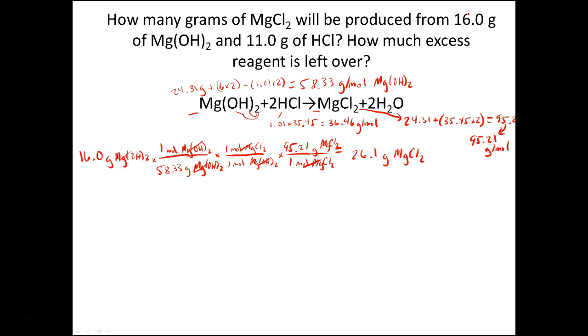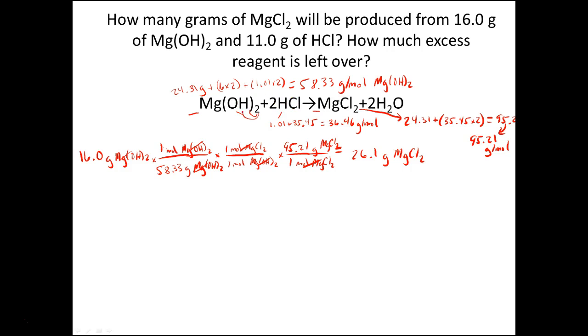Now, we don't know if we're going to use all of that up because we still have to figure out how much of our 11 grams of hydrochloric acid will be used up. So we have 2 different things that are going to be disappearing, and we want to find out which one of these is going to run out first. And when one of them runs out, that stops our reaction because we don't have any more of it left.